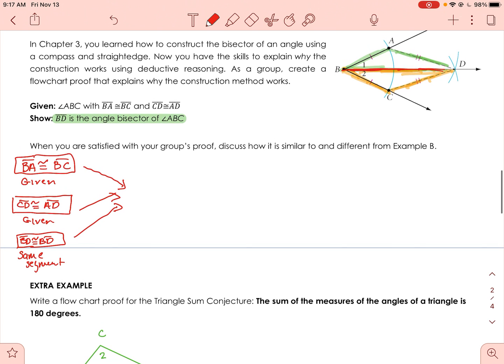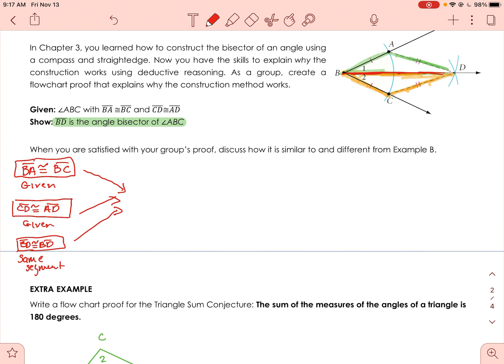Now, what this tells us is we have corresponding sides that are congruent, another corresponding side that's congruent, and another corresponding side that's congruent. So again, in this case, we have side, side, side. Now what does side, side, side allow us to do? Side, side, side allows us to say that two triangles are congruent. So what we can say is triangle BAD is congruent to triangle BCD. And the reason we can say that is because of the side-side-side congruence conjecture.